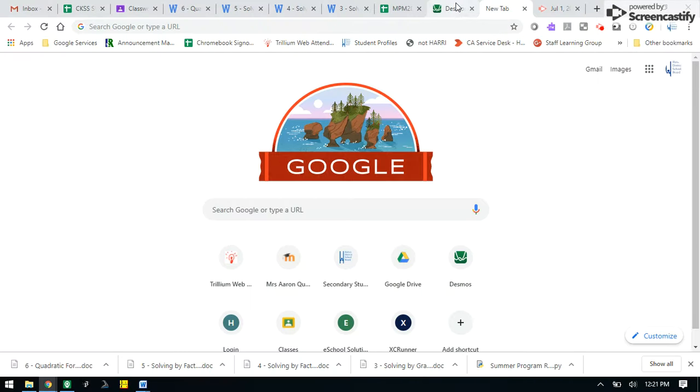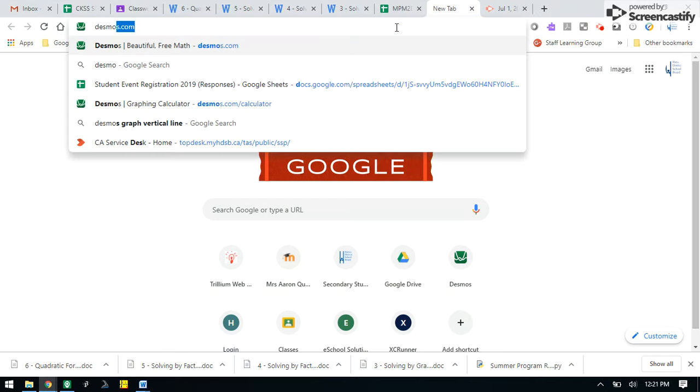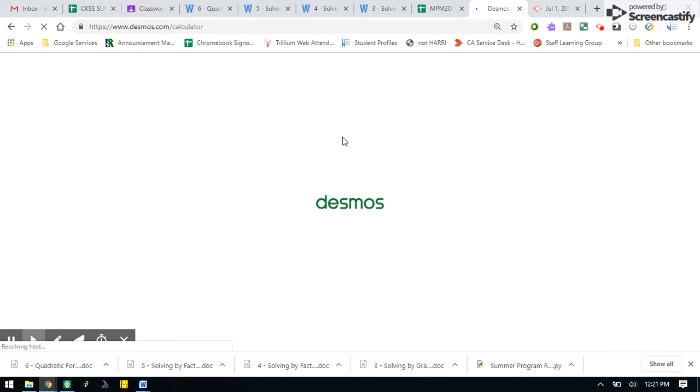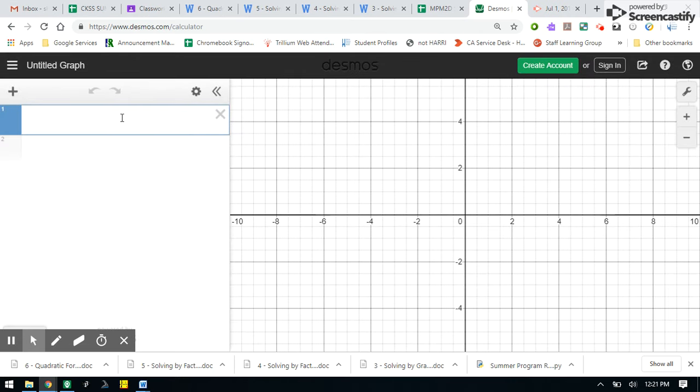So here is Desmos. Actually, no, let's go from scratch. Desmos.com. And it opens up the web page, hopefully. There it is, and you click on Start Graphing, and you get this neat little graphing window. The space over here on the left is for you to enter in formulas. The space on the right is going to display them for us.